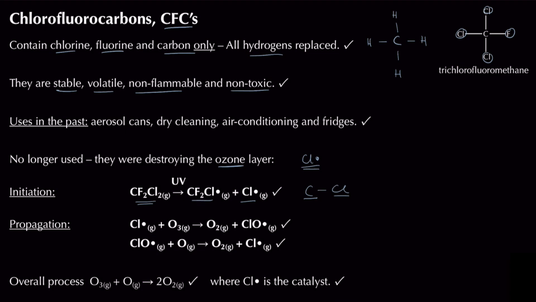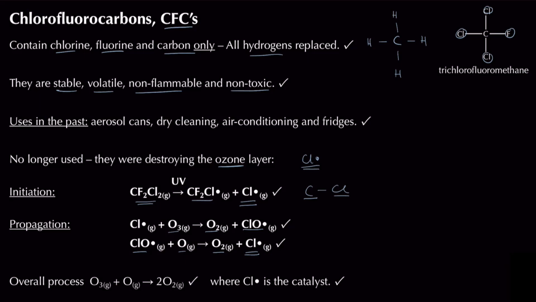Now, the important one is the chlorine radical, because that's going to go ahead and react with ozone. It strips off an oxygen to make a ClO radical and then a molecule of oxygen. After that, the ClO radical will continue to react further, where it reacts with another oxygen atom and forms a molecule of oxygen again, and then the chlorine radical is regenerated.